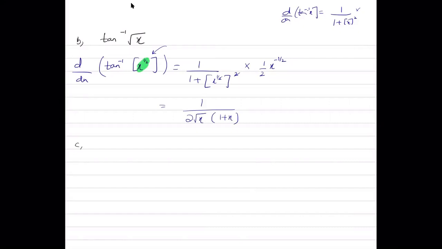Part C, tan inverse of x upon x minus 2. Okay, try this on your own first. The question is to differentiate tan inverse of x upon x minus 2 with respect to x.